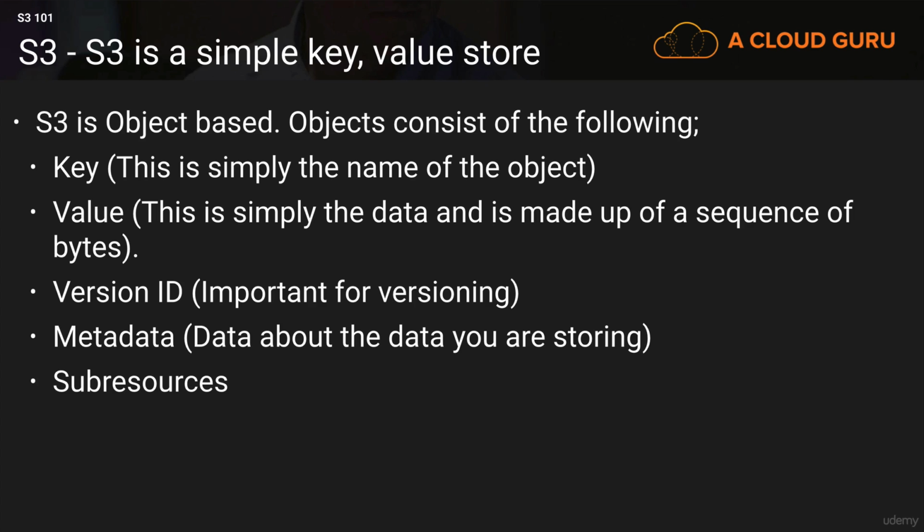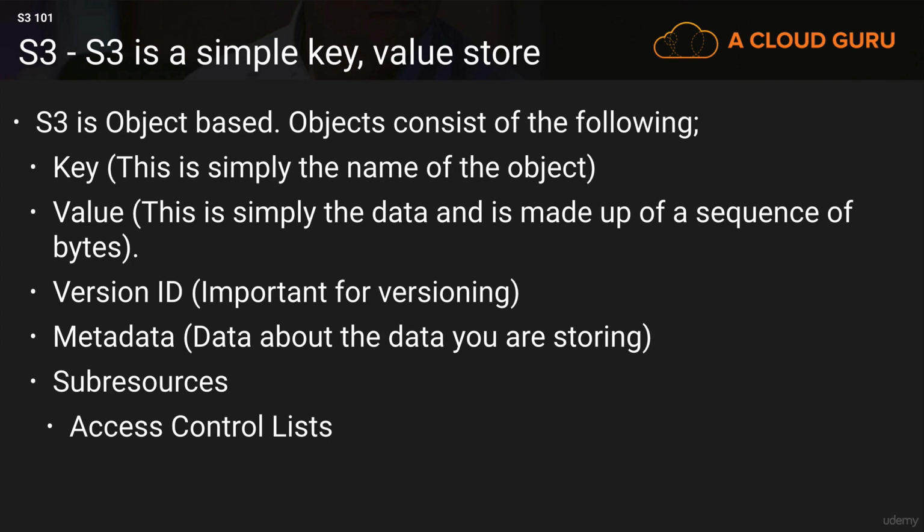And then we have sub-resources. So sub-resources basically exist underneath an object, so they don't exist on their own. And sub-resources consist of two things. They consist of access control lists, and access control lists are exactly what they sound like. So who can access this object. An access control list allows you to do fine-grained permissions.